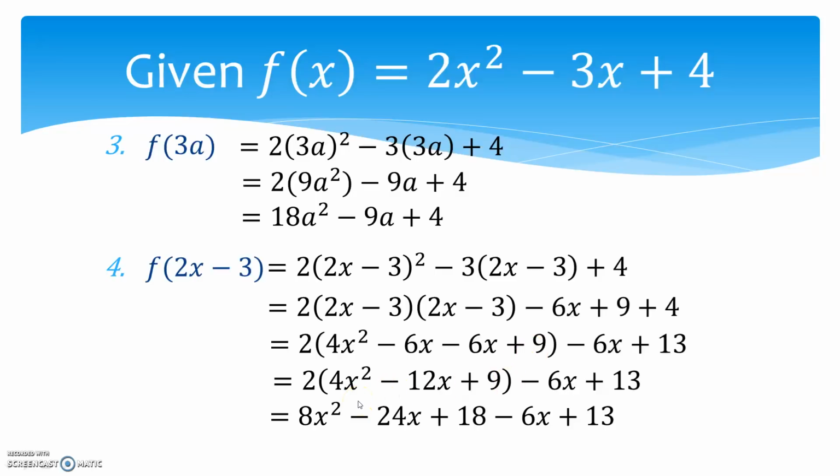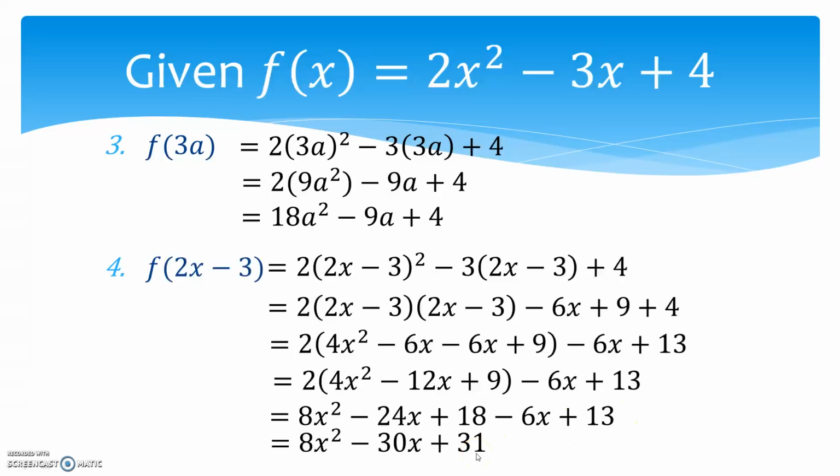So we have 2 times 4x squared, 8x squared. Then 2 times negative 12x, negative 24x. Then 2 times 9 equals 18. Then minus 6 plus 13. So final answer, 8x squared, negative 24x minus 6x. Kasi kailangan siya i-combine. So we have negative 30x. Then 18 plus 13 equals 31.